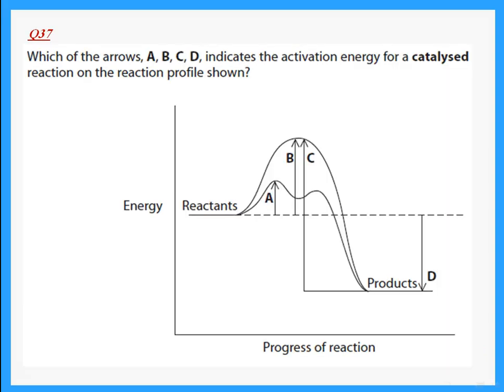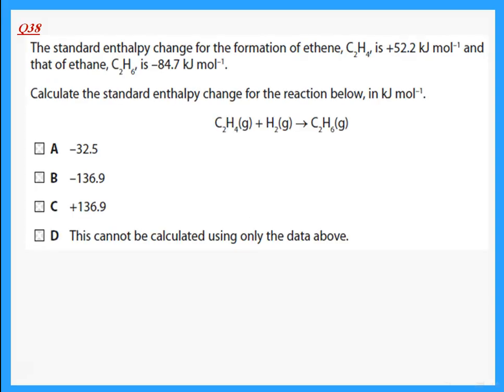Which of the arrows indicates the activation energy for a catalyzed reaction? Remember, we said when we use a catalyst, the activation energy is lower. So the catalyzed reaction would be the one with the lower activation energy. So that is A. The standard enthalpy change of formation of C2H4 is this, and for ethane is this. Calculate the standard enthalpy change for this reaction. So he gives me this reaction and he gives me information about delta H of formation for each.